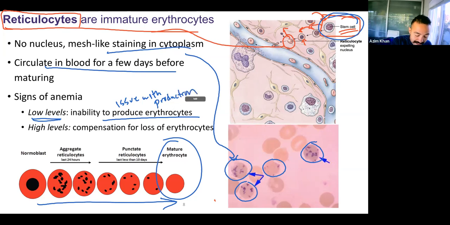Whereas if we have high levels of reticulocytes, or high levels of erythrocytes, and then we would also check our red blood cell count, that could mean that we are trying to compensate for something. We're trying to overproduce to compensate for a problem. We're trying to compensate for potential loss of erythrocytes somewhere else.